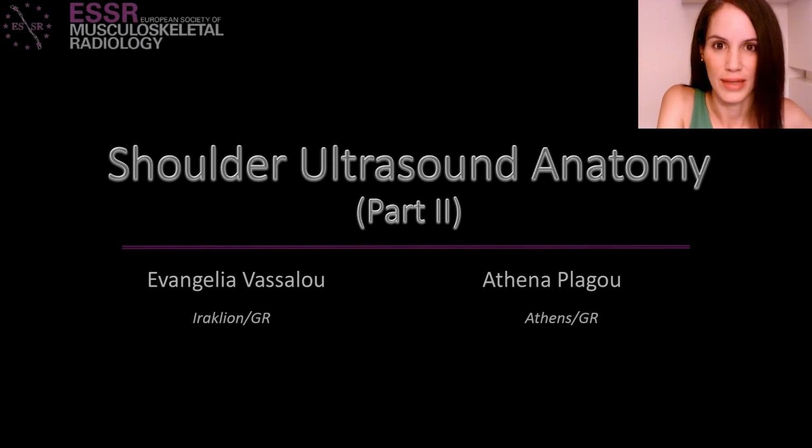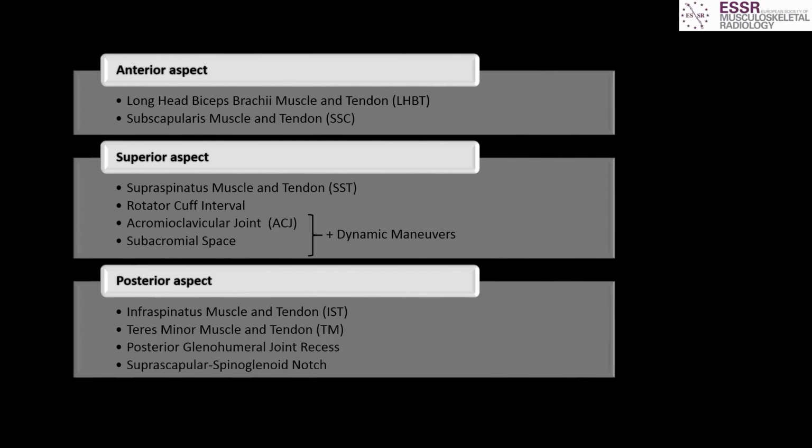Hello, I'm Mary Vasalou. I work as a radiologist in Heraklion, Greece, and with my colleague Athena Plagou from Athens, Greece, we will go on with the second part of our talk on the shoulder's anatomy and ultrasound appearances. On this second part, we will start with the acromioclavicular joint and some acromial space along the superior, and then we will get through the posterior aspect of the shoulder.